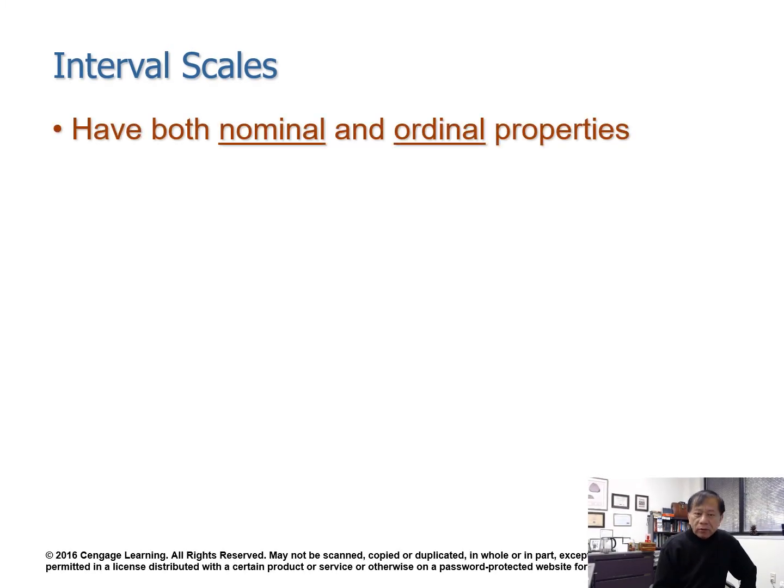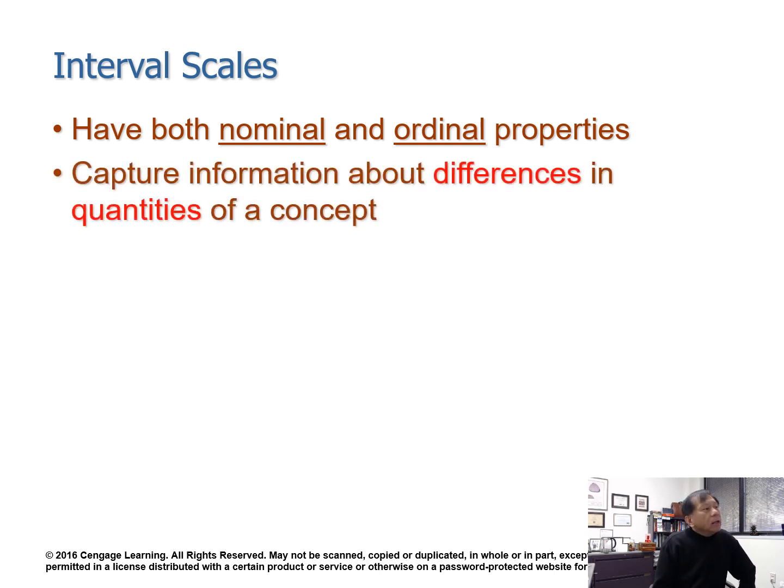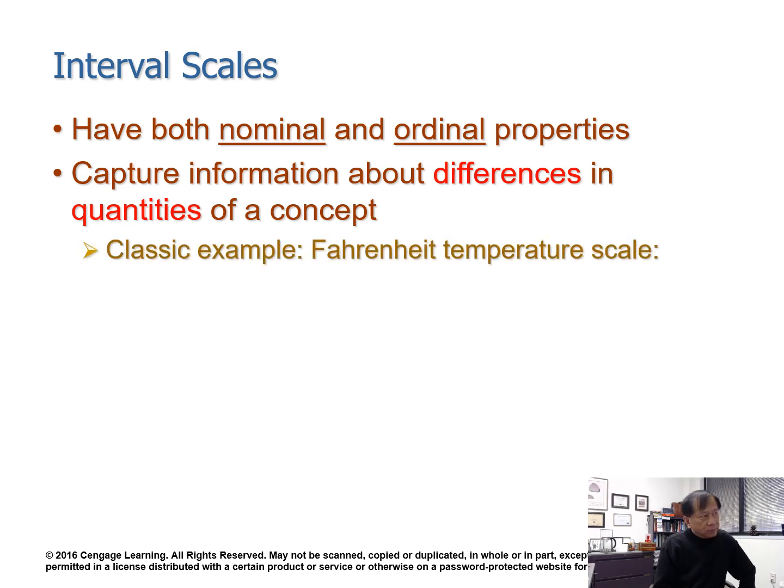The next level is the interval. The higher level interval scales have both nominal and ordinal properties. They capture information about differences in quantities of a concept. For example, Fahrenheit temperature scales. The temperature scale we use is either Fahrenheit or Celsius. These are interval scales, a good example of interval scales.